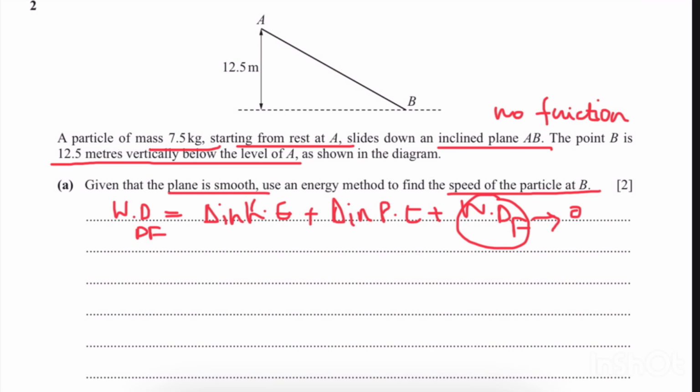And since there is no driving force pulling the particle downwards, that means that the driving force must also be equal to 0.